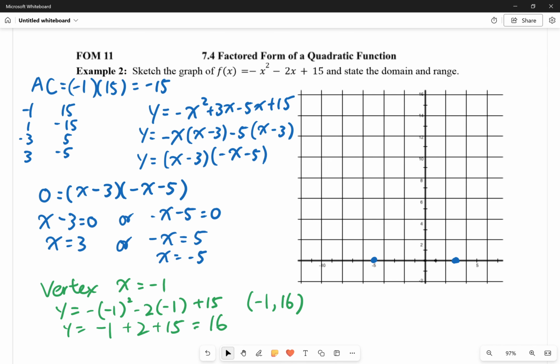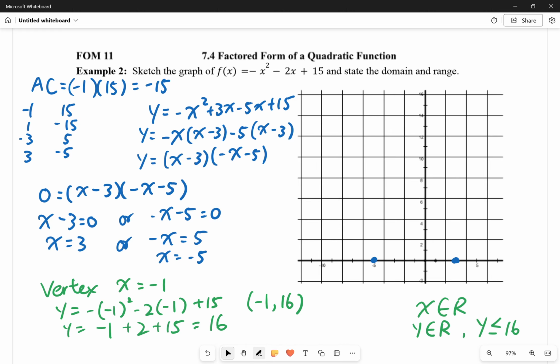Okay. Without even graphing, I can already state my domain and range. My domain is going to be x, not equals. X is in the set of everything, is all real numbers, so x ∈ R. Y is also in the set of everything, but I also have a maximum. And my vertex is my maximum point here, so y has to be less than or equal to positive 16.